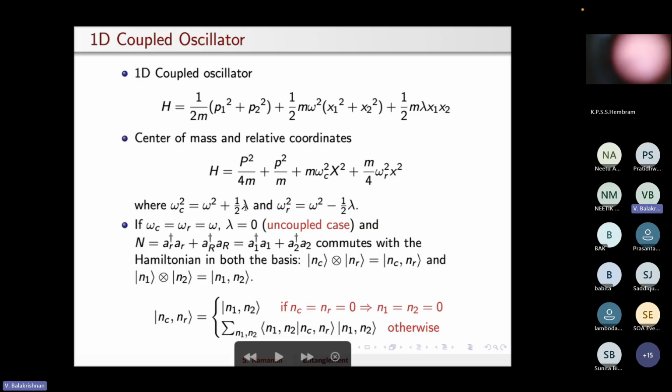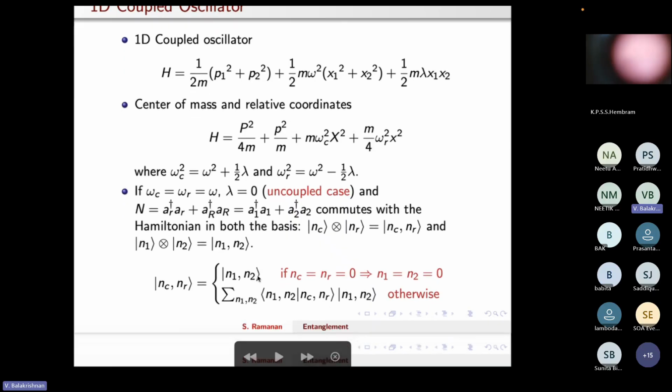Now, if I set lambda equal to 0, it is very easy to see that the center of mass and the relative oscillator frequencies become one and the same, and you have the uncoupled case. So therefore, the Hamiltonian becomes uncoupled both in the single particle basis as well as in the coupled basis. And the number operator, which can be defined as A_r dagger A_r plus A_R dagger A_R, as well as A1 dagger A1 plus A2 dagger A2, becomes the constant of motion in both the single particle basis as well as in the coupled basis.